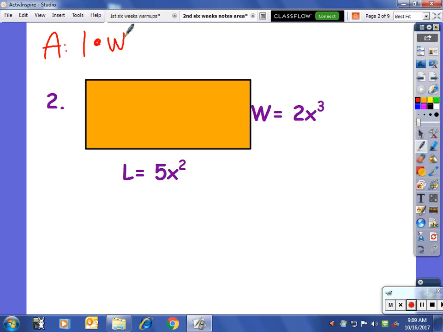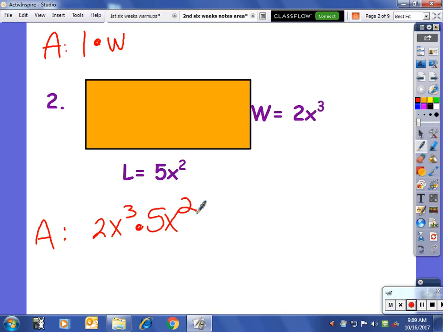What do y'all want to do first, area or perimeter? Area. Now, on area, remember I told you the exponents that you start with will not be the exponents that you end up with in your answer. On area, your exponents should change because you're multiplying x's times x's. So for area, I'm going to do 2x to the third times 5x squared, or 5x squared times 2x to the third. Doesn't matter what order.